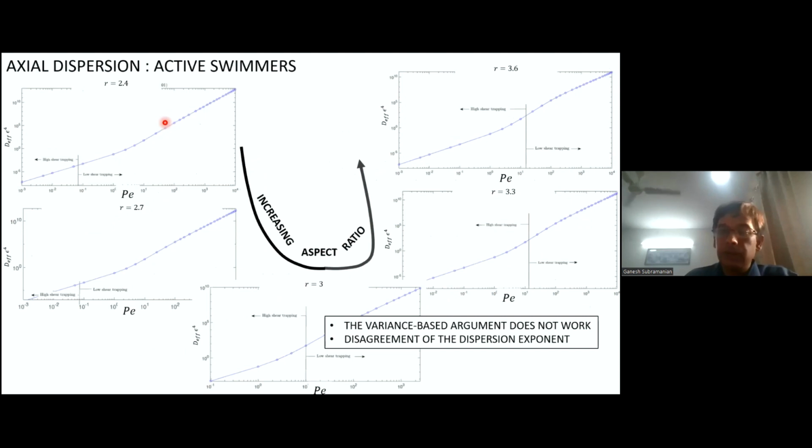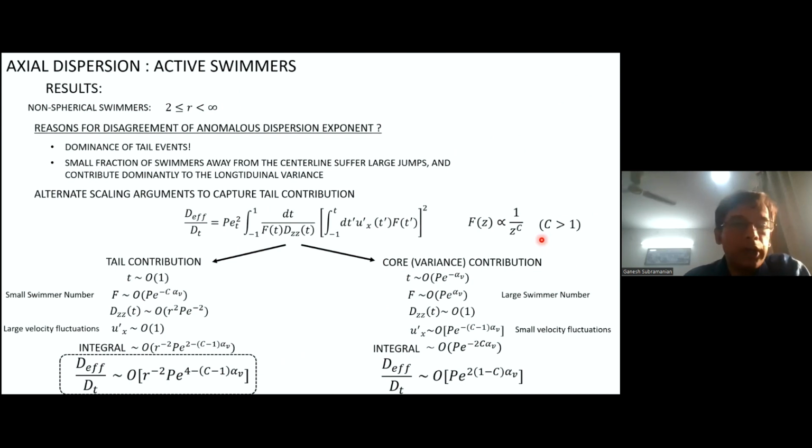Okay, now what I want you to note is that if I use the original variance-based argument, which gave me a value of 4 minus 8 alpha v, it doesn't work. Okay, so I haven't shown it here, but the eventual anomalous exponent isn't related to the variance of the profile, or at least not directly. And we were wondering as to what happens. And then we realized that the reason for this disagreement with the usual argument that gives you the Taylor result is the dominance of rare events or the tail events.